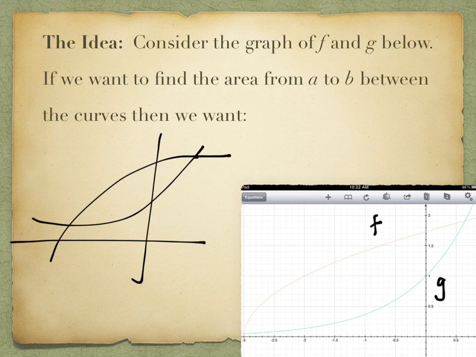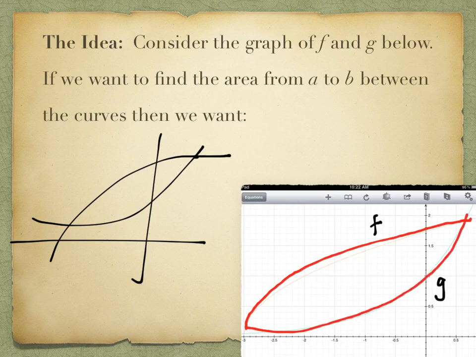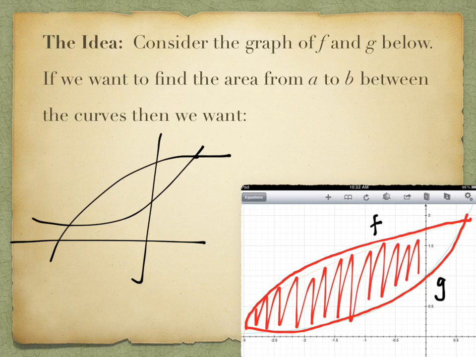All right, so our goal is to find the area that is trapped between them. We have these two curves that cross, and we want to find this, I don't know, sort of corncob shape that's between them. And so how can we do that? Well, we actually have some really good tools to do that, and those tools are integration.